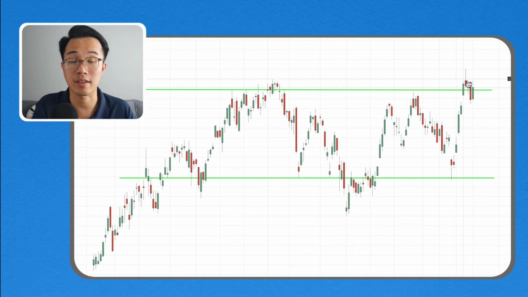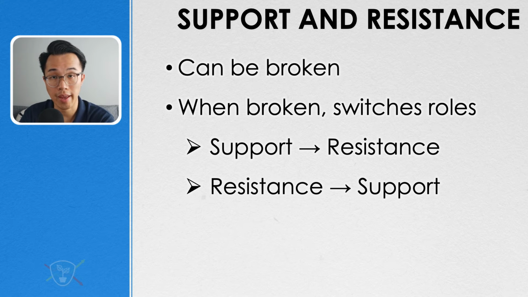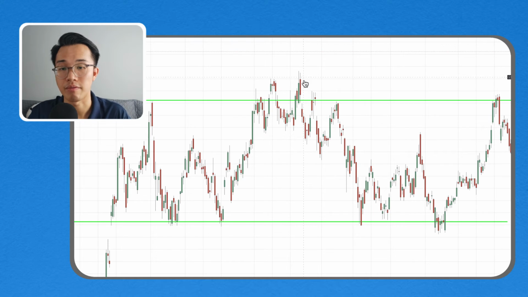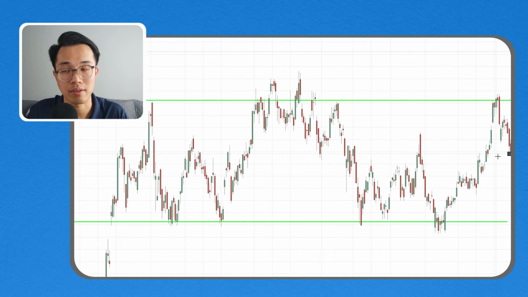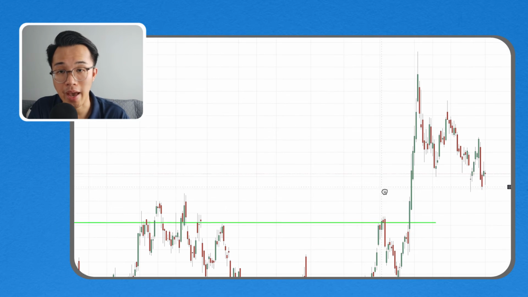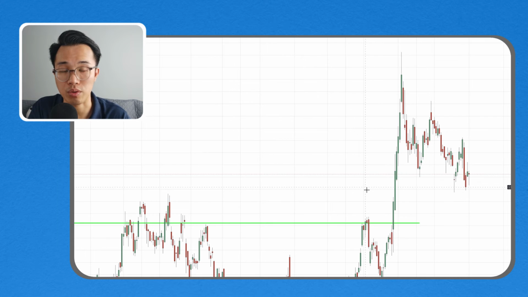And this leads us into the second tip. Support and resistance can be broken, and when broken, usually will switch roles. In the first example, very clear support and resistance lines. The price actually has bounced off this support line, and the ceiling has actually prevented the price from going higher over this period of several months. But one day, bam, the prices broke through.